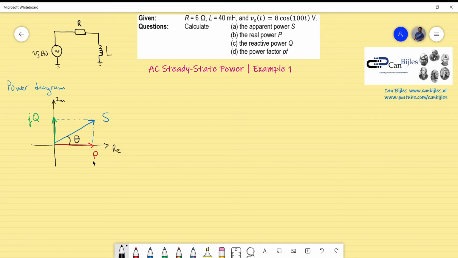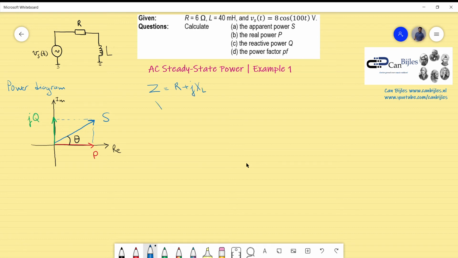Now for calculation of the P, the S and the Q, I really need two unknowns, which are the current and the voltage, or the current and the reactance, or the resistance, or the impedance. So I really need more information from the circuit using the values here. So let's start first with the impedance of the total circuit. So the impedance Z is equal to R plus JXL.